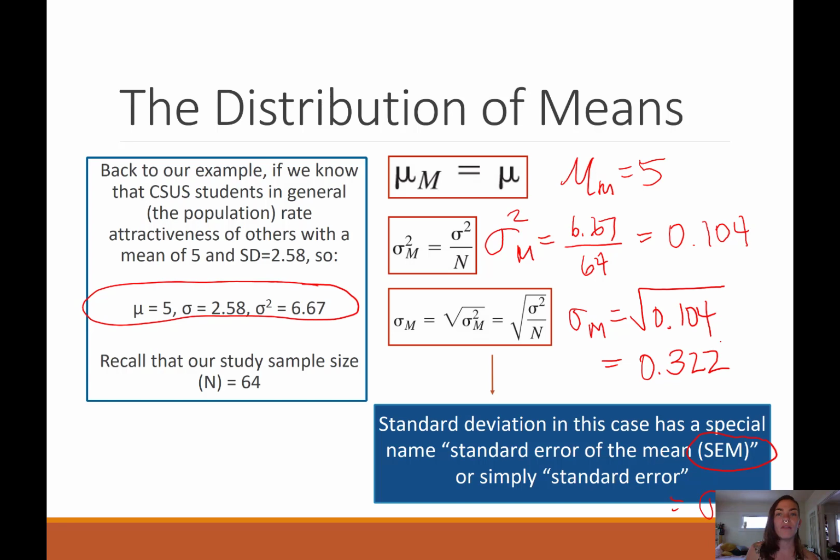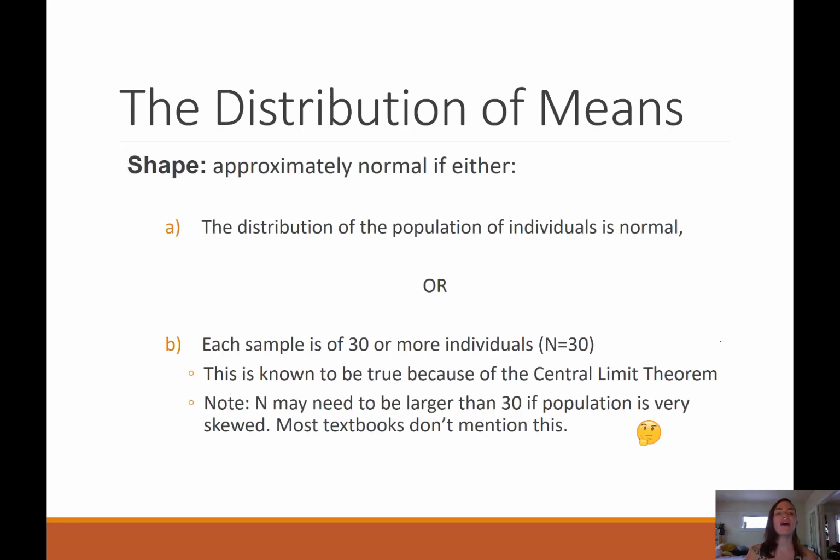And finally, I need to ensure that the shape of this comparison distribution is approximately normal. The shape of the comparison distribution is approximately normal if I know the population to be normal, or if my sample size has at least 30 individuals. In this case, my sample size is 64, so I'm good to go ahead and say my distribution of means should be approximately normal.